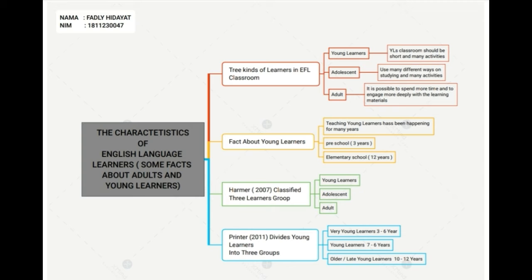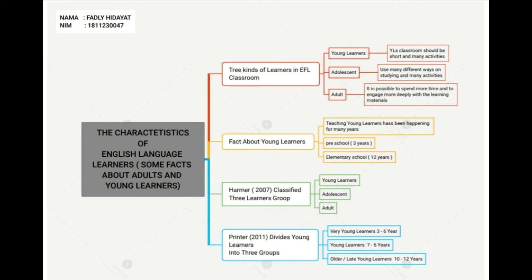The different ages are a crucial thing in determining the teaching method. Emphasize language comprehension and competence, and address cognitive skills. And Harmer classified three learner groups, keeping in mind the fact that every learner is unique and such a list can only reflect generalization.